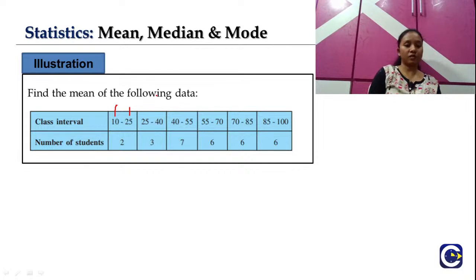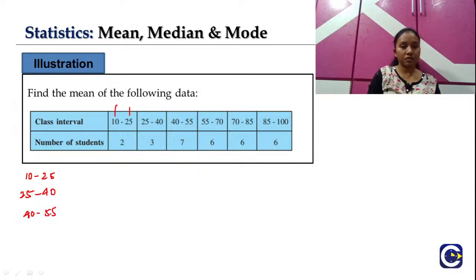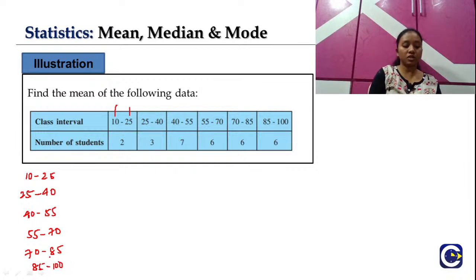Okay, so let's start solving this, guys. So here you can see it's in terms of class interval. So let's write that. So 10 to 25, 25 to 40, 40 to 55, 55 to 70, 70 to 85, and 85 to 100. So here what is the first thing we have to find? We have to find this xi. So frequency is already given, which is fi here. So frequency is 2, 3, 7, 6, 6 and 6.